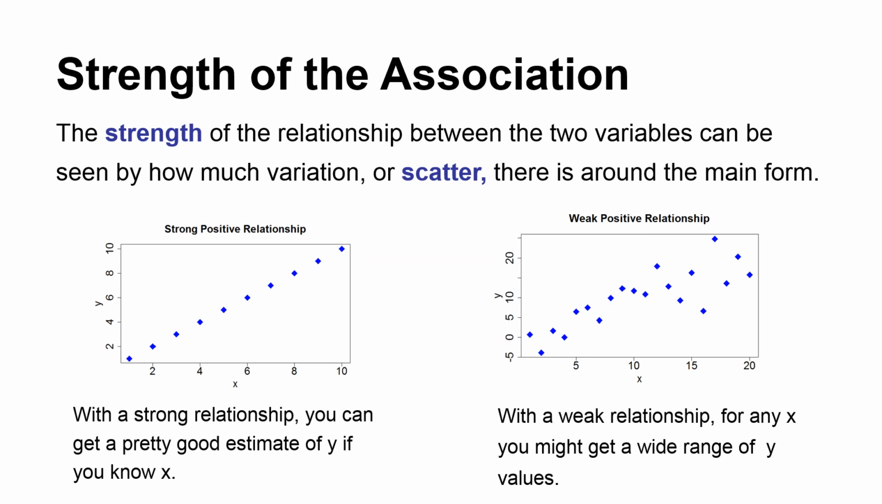Another important idea is the strength of a relationship. The strength of a relationship between two variables can be seen by how much variation or scatter there is around the main form. With a strong relationship, you can get a pretty good estimate of y if you know the value of x. With a weak relationship, for any x value, you might get a wide range of y values.